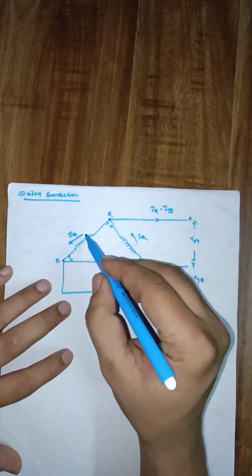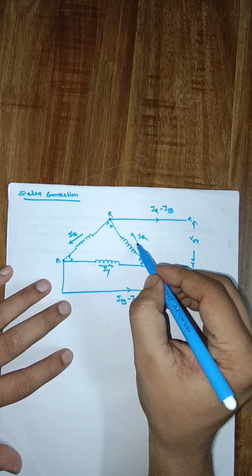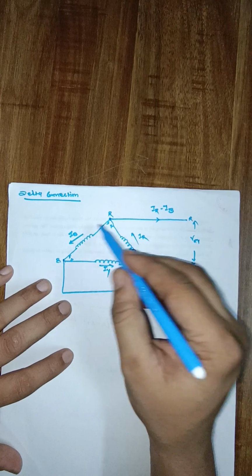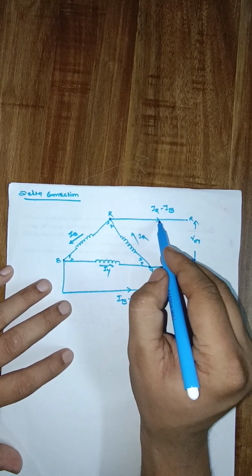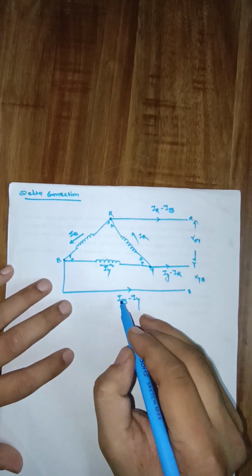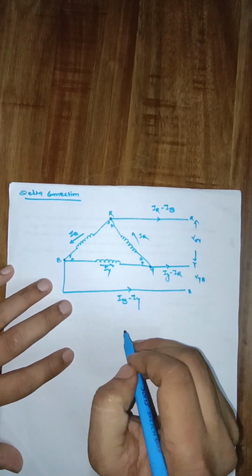Now all currents are represented here. This is current IR, this is current IB and this is current IY. These three currents are phase currents, and IR minus IB is line current, IY minus IR is line current, and IB minus IY is line current.